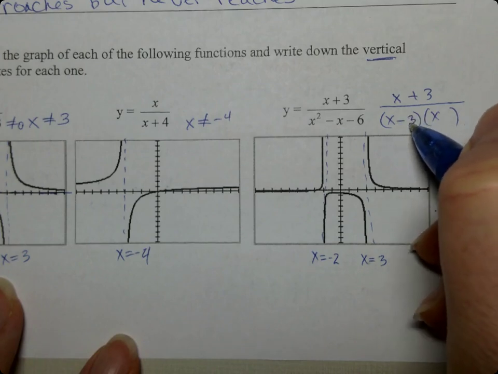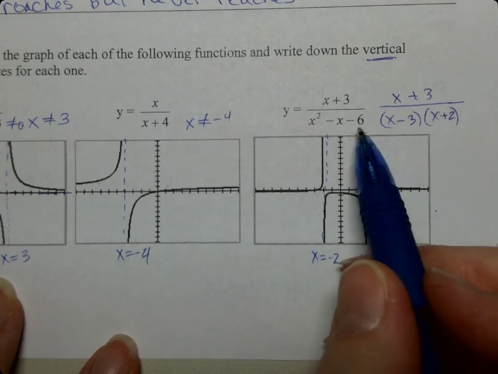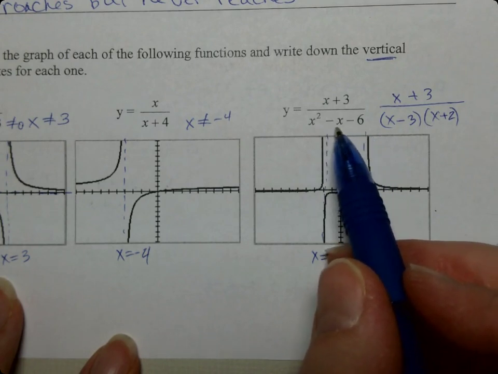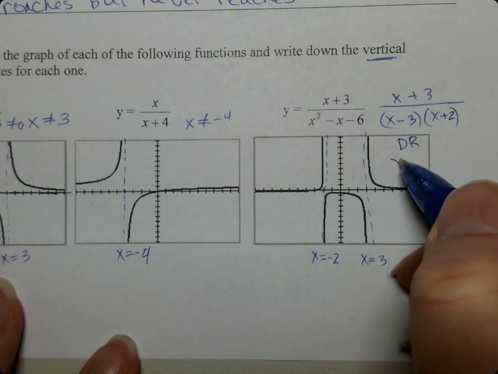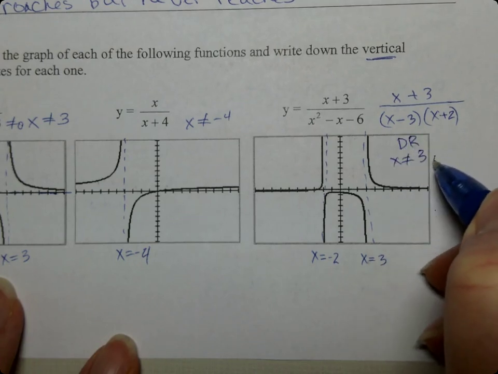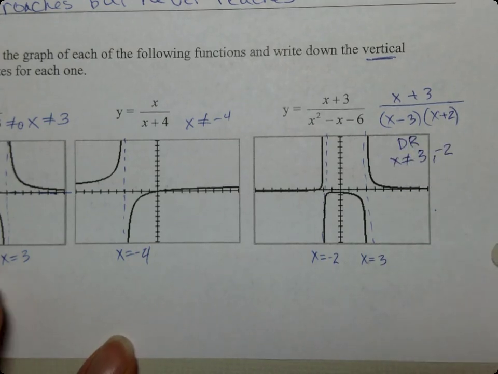A -3 and a +2. A lot of people want to do like -6 and 1, but it wouldn't add up right. Okay, do you notice my domain restriction? X cannot be +3, x cannot be -2.